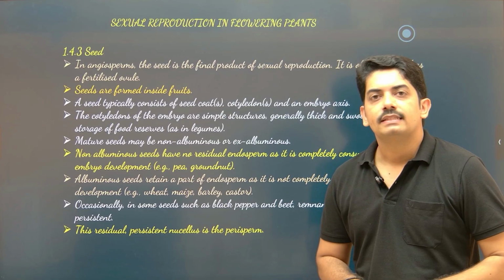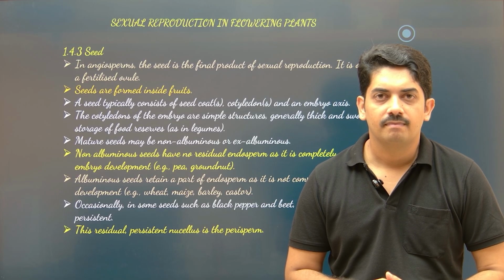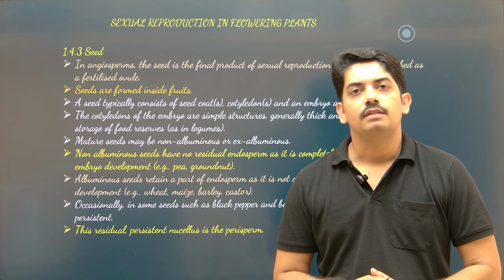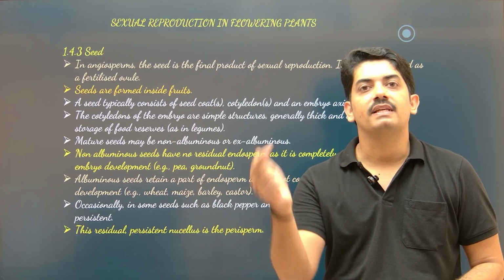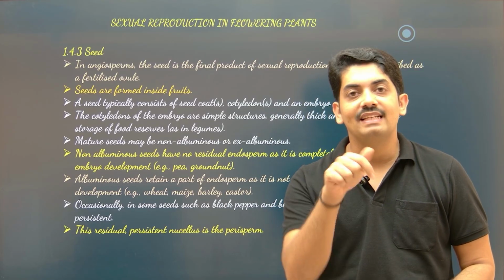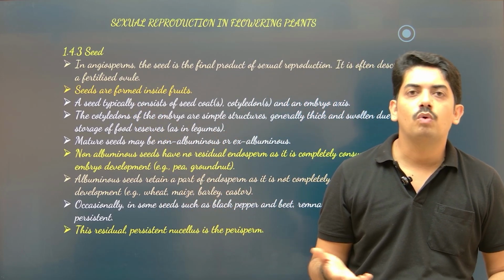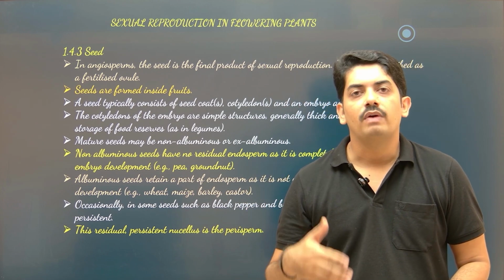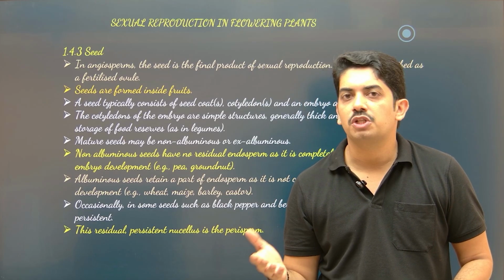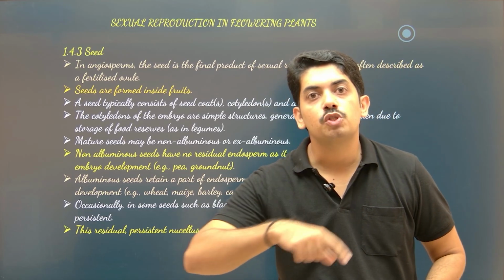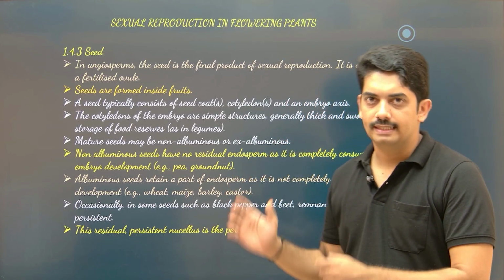Next concept is seed. See, tell me, what is seed actually? Embryo is nothing but the zygote which develops and becomes embryo. Where is it present? Inside the seed. Now what is seed? Now recollect the ovule. Inside the ovule, embryo sac is present. Now embryo sac has the egg apparatus. Now the egg after fertilization develops into embryo. What happens to the ovule? That same ovule after fertilization develops into seed.